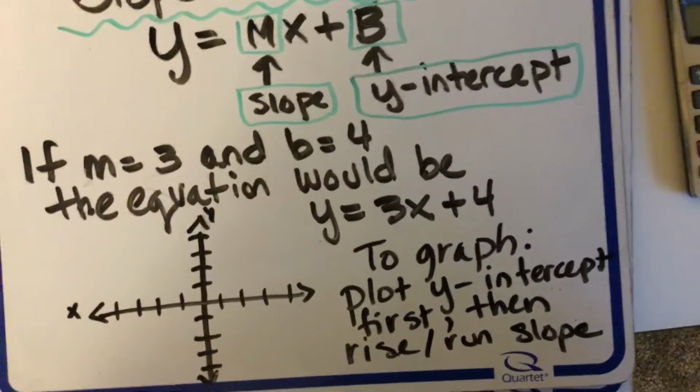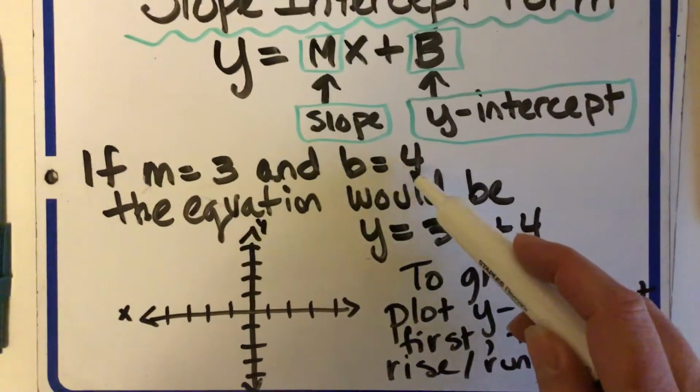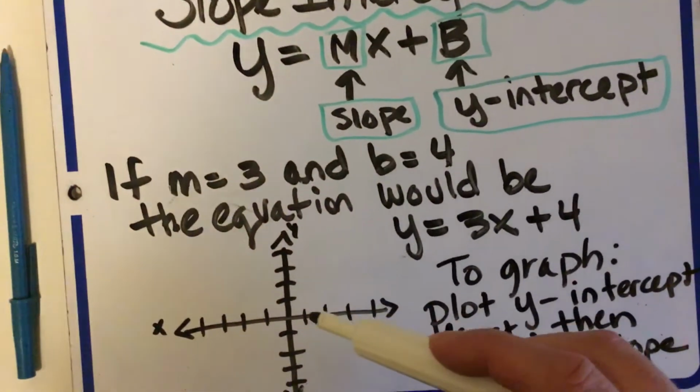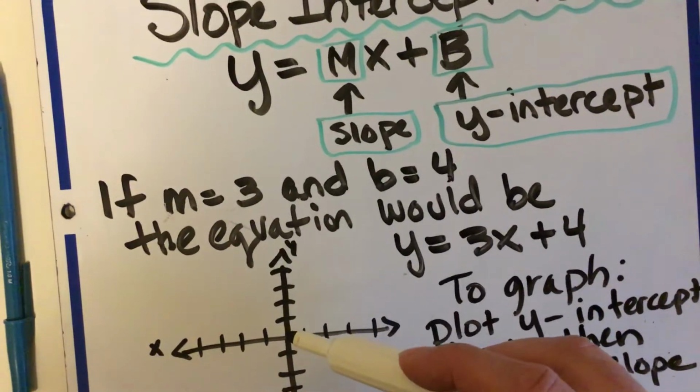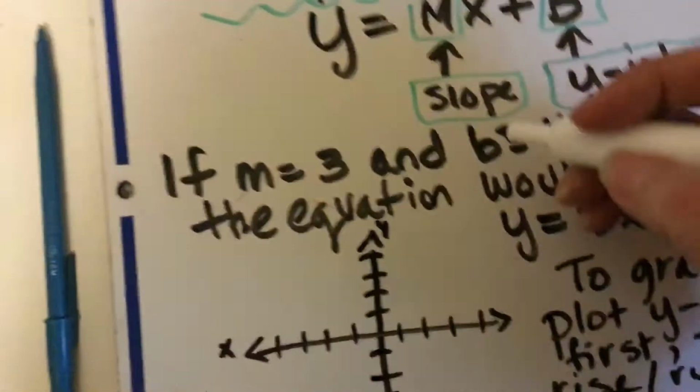To graph the y-intercept, you go to the y-axis. So in this case, our y-intercept is b. So we count from 0, or our origin, up to 4. 1, 2, 3, 4, and we would put a point.